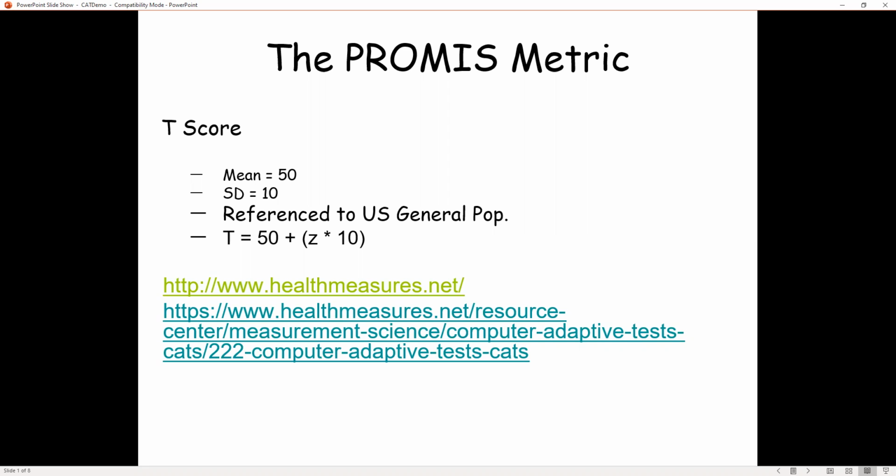One thing to keep in mind as we go through is that PROMIS is scored on a T-score metric, so the mean is 50 and the standard deviation is 10 in the US general population. In this particular example, we'll be looking at the anger scale, and a higher score means more anger. So if your score is above 50, that indicates you have more anger than the US general population estimate.